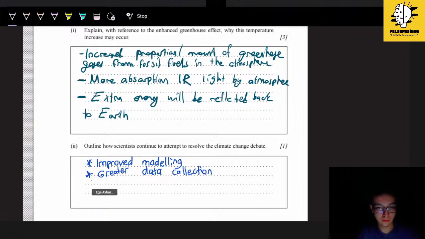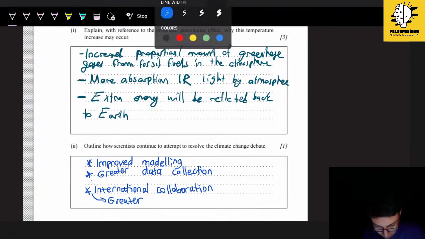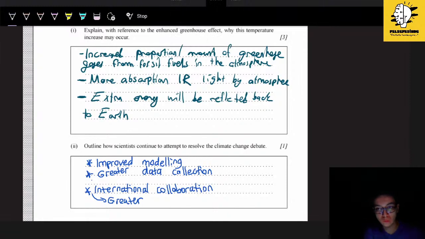And the other one is international collaboration, where scientists can create panels or meetings to discuss these issues, and greater international collaboration. If you take a look at other past paper questions for IB physics, you can see similar bullet points. So just be familiar with this climate change debate, and you will be perfectly fit to gain the extra 1 mark from here.